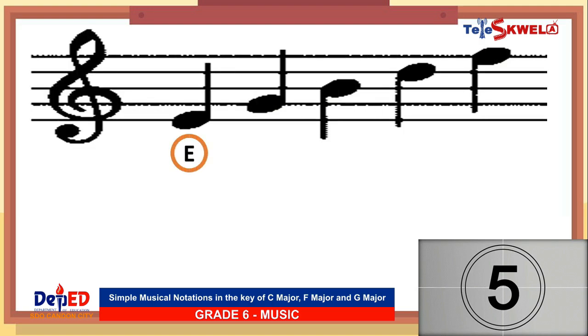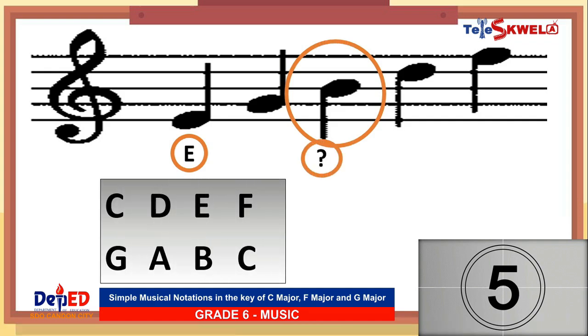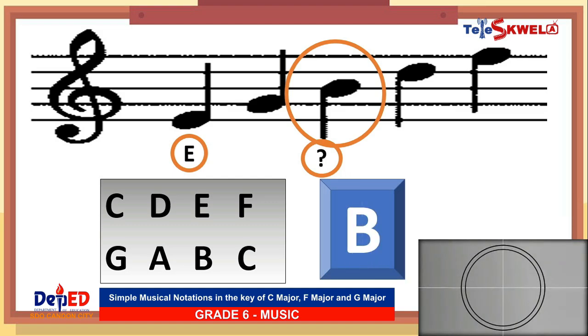Again, if that is E, then what is that? The choices are C, D, E, F, G, A, B, C. Timer starts now. And the answer is B. Next one.